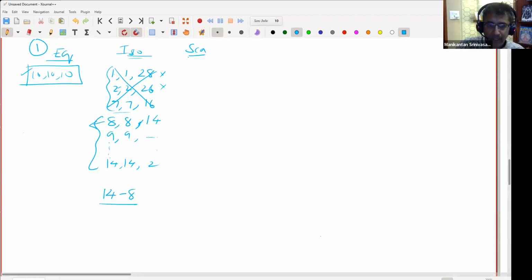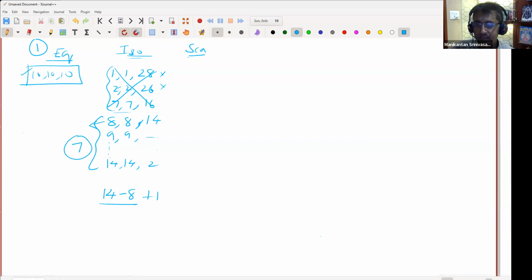Falling into the trap, 14 minus 8 is 6. But then it's always plus 1, right? When you're counting numbers from any point to any point, it's the difference plus 1. You can literally hand count and see for yourself. 8 to 14, there are 7 of them. So there are 7 such isosceles triangles.